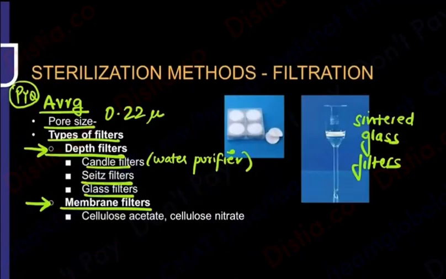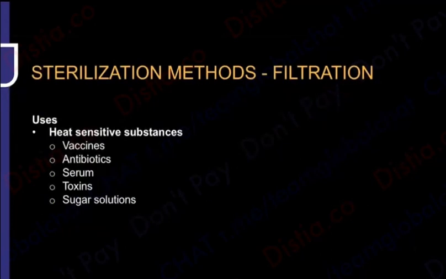Coming back, what are the membrane filters? You can see some membrane filters over here made up of cellulose acetate, cellulose nitrate. So these are the filters that you have. Now you will ask me that what are the different uses? Where all can you use it? So let me tell you. I'm not telling you the water and the air which everyone in the world is doing. I'm telling you from lab point of view.